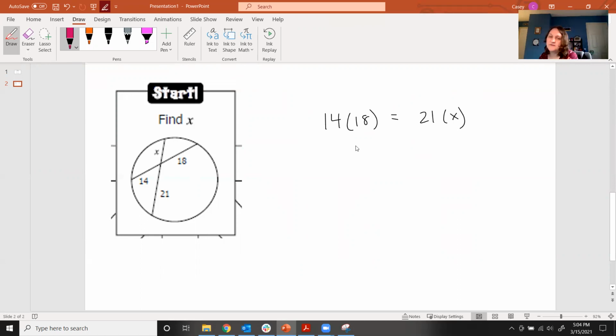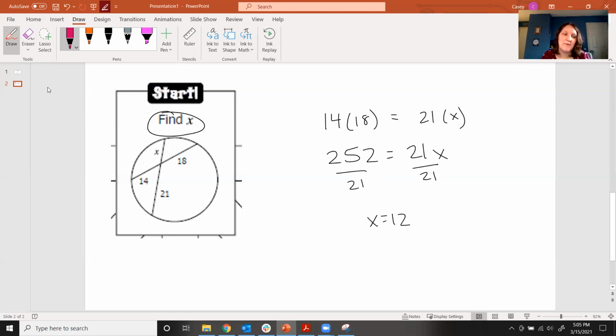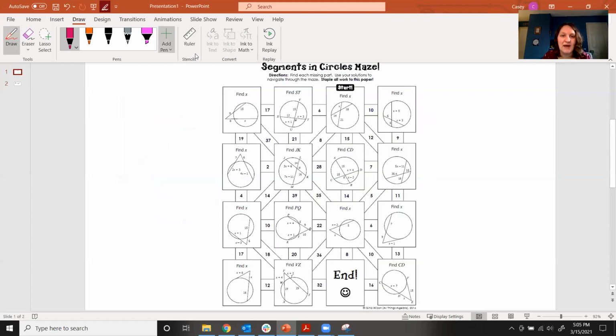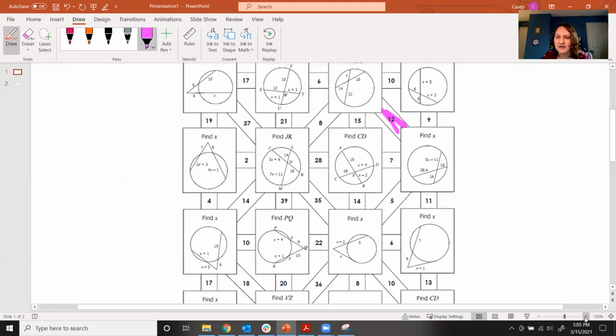We can use a calculator to find 14 times 18. And then we'll divide both sides by 21. So our answer is x equals 12. That's what it wanted us to find. X is 12. So when we go back to our maze, we are going to follow the path of 12, which tells us that we are now going to solve this problem next. See how it works?